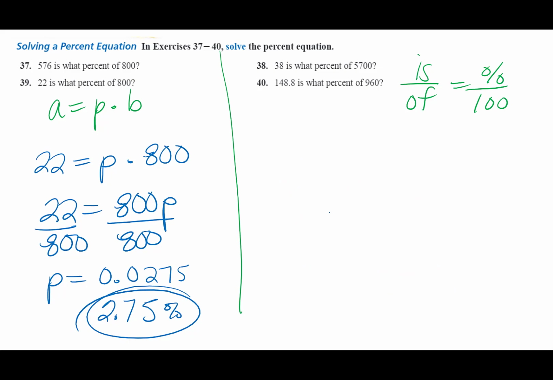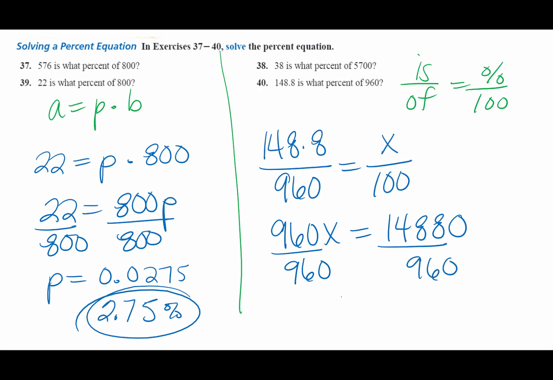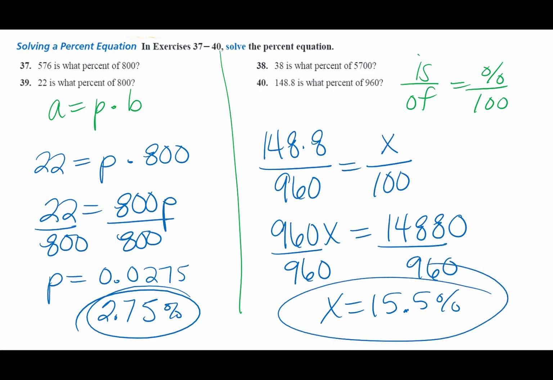Okay, let's try one more. Number 40, 148.8 is what percent of 960? 148.8 is our is number. 960 is our of number. We don't know the percent, so that's where the variable will go, and it's always over 100. Next, we'll cross multiply to get 960x equals 14,880. To solve this equation, you just divide by 960 on both sides to get the decimal 15.5, and that is the percent. Because if you're using the is over of method, you don't have to change the percent to a decimal, and so this is actually your answer.